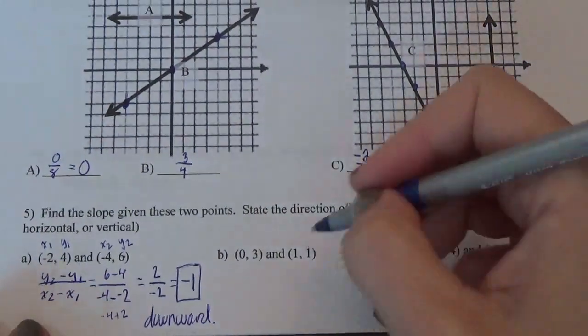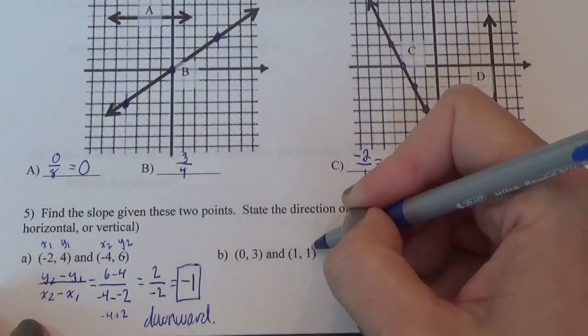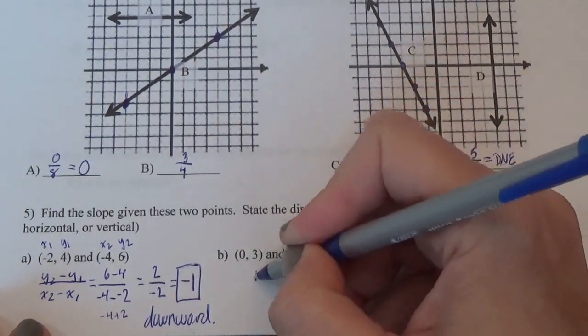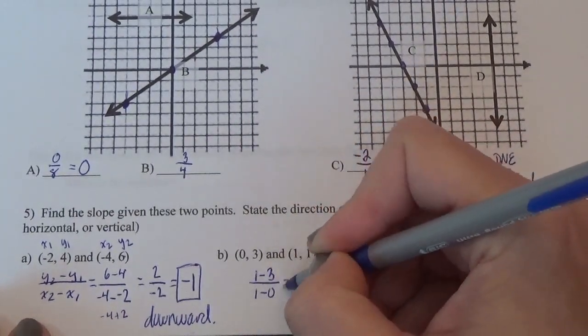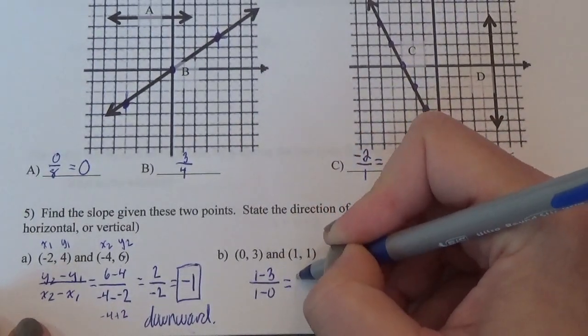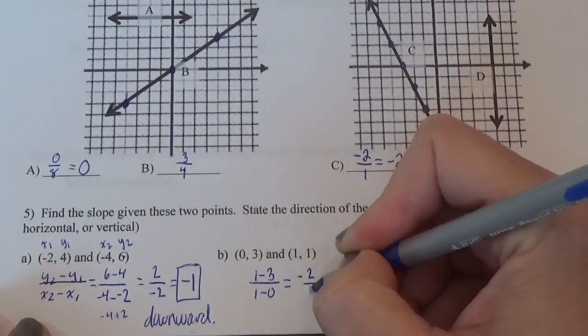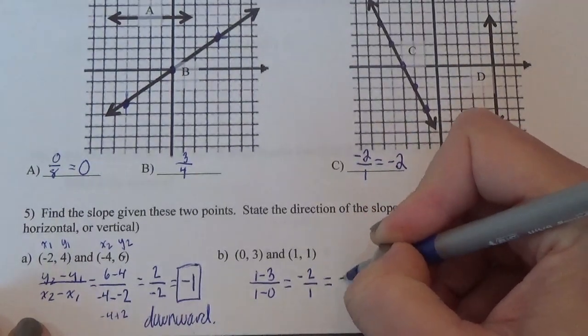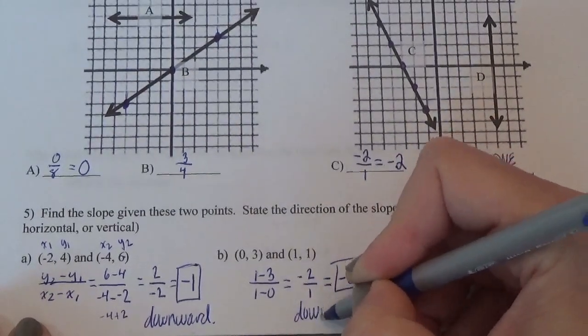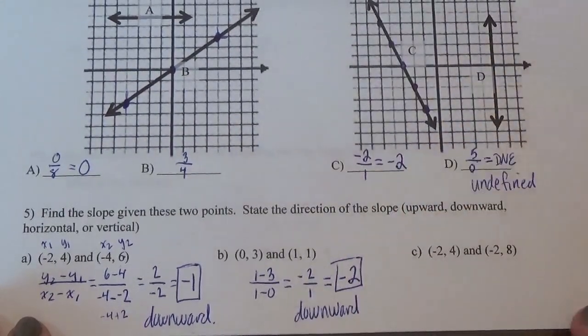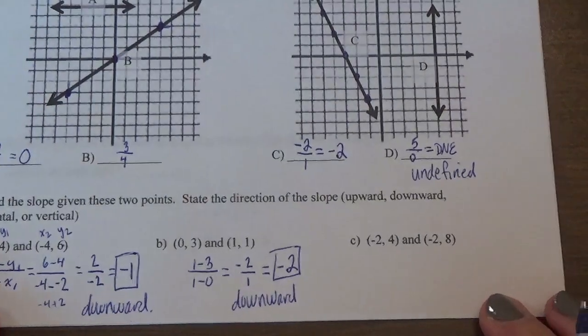All right. Next one, I'm still going to call this my second point. So I'm going to do 1 minus 3 over 1 minus 0. So that's negative 2 over 1. I guess that's a slope of negative 2. And again, that would be downward because it's a negative slope.